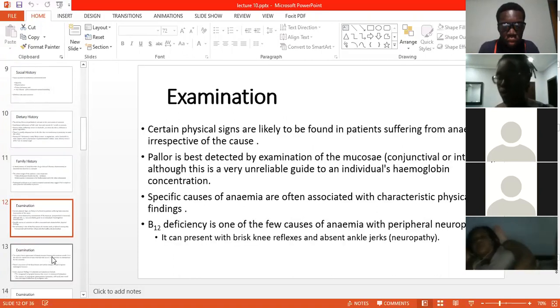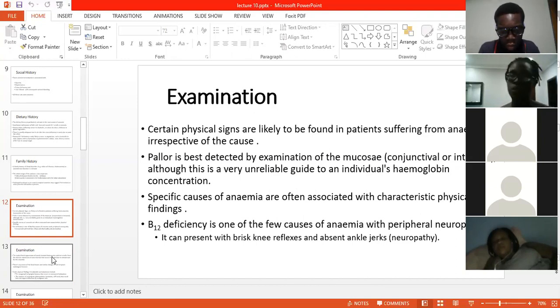So we move on to examination. So when you examine the patient and there's anemia, it's important to pay attention to pallor. So that pallor is from the mucosal membranes, the palms of the hands, the soles of the feet. But pallor sometimes can be an unreliable guide. So you definitely have to request for the hemoglobin levels of the patient.